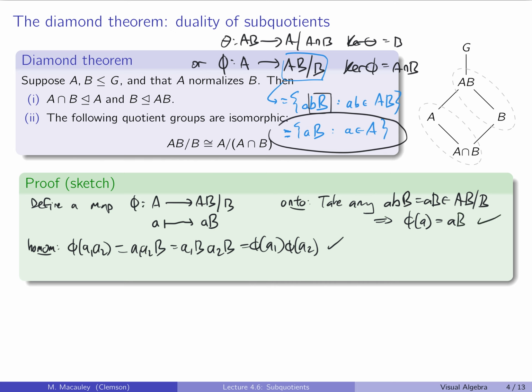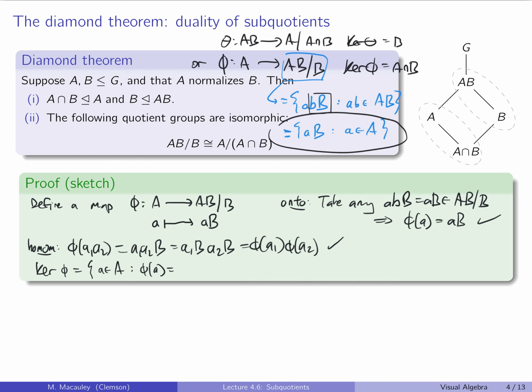Next up, we have to show that the kernel is equal to A intersect B. Remember, we don't have to show it's one-to-one. It's generally not going to be one-to-one because it has a non-trivial kernel. So what is the kernel of phi? The kernel of phi, by definition, is the set of all elements in A, the domain, such that phi of A is the identity element.